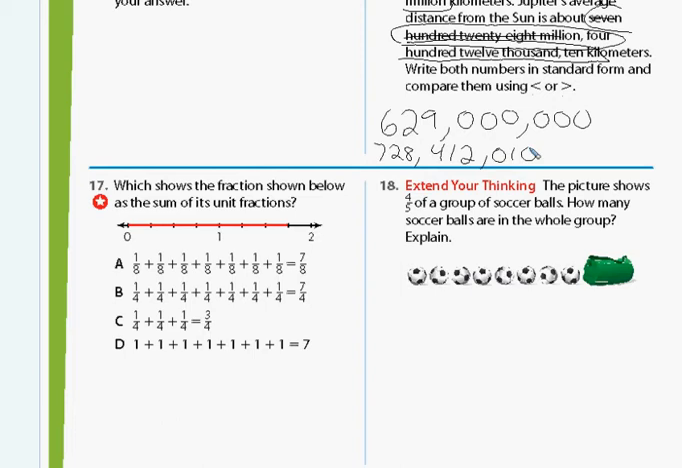So since the second one's greater, if I had a point over here in this area, I would have the less than symbol there. That's 629 million is less than 728,412,010. Okay, and the last problem.